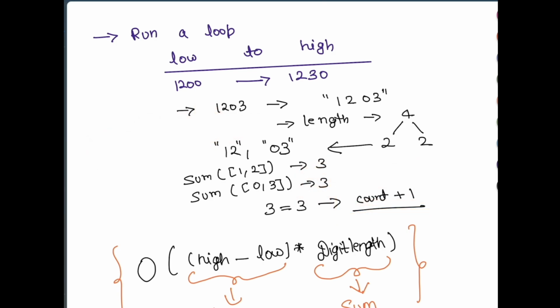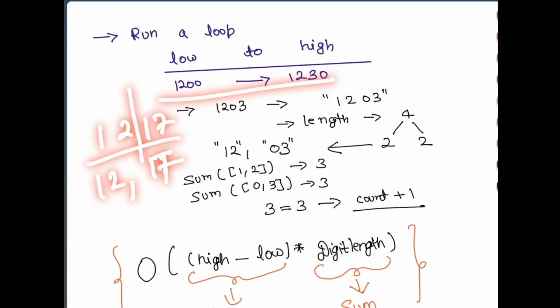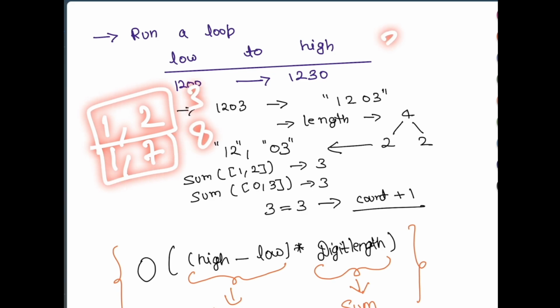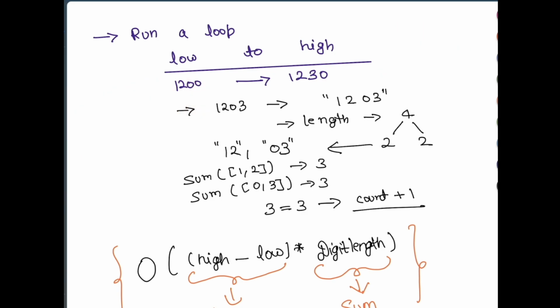And if the difference is not 0, for example, 1217 is within this range, the two parts are 1 and 2, and 1 and 7. You can say the first part is 1, 2, the second part is 1, 7. The sum of the first part is 3, the sum of the second part is 8. 3 and 8 have a difference of minus 5. So you can say this is not a symmetric number, and you are not going to count 1217. So this is one of the algorithms, and this is one of the easy ways to solve this particular problem.